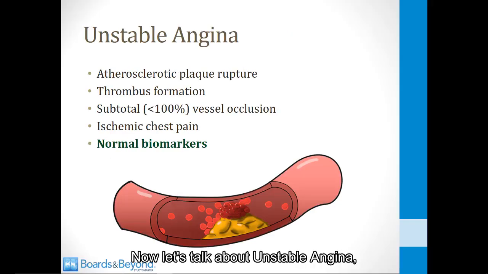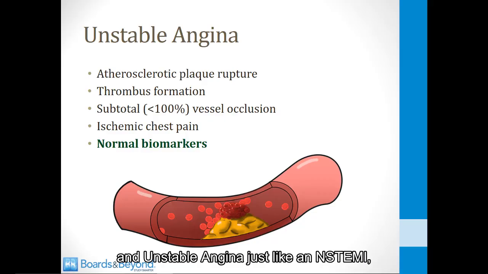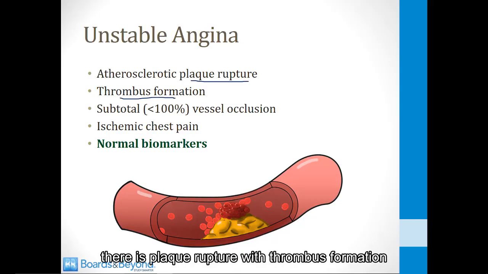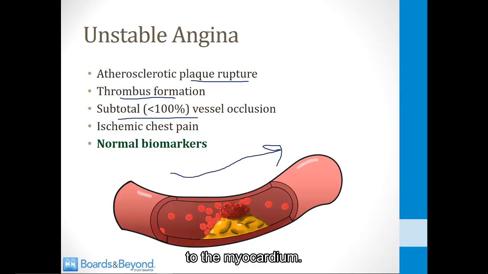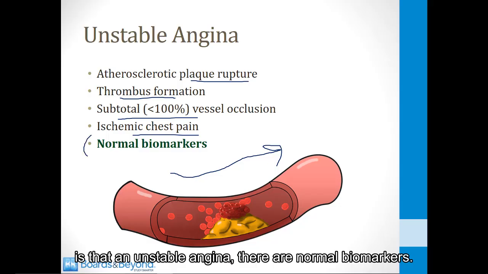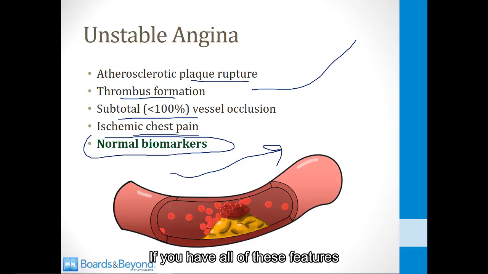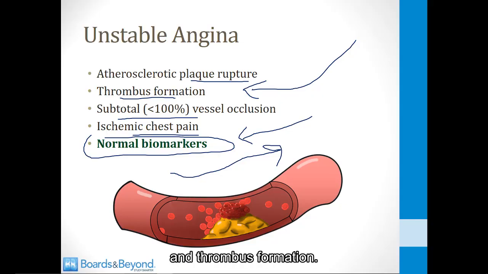Now let's talk about unstable angina, which is a very similar clinical syndrome to NSTEMI. In unstable angina, just like in NSTEMI, there is plaque rupture with thrombus formation and subtotal vessel occlusion. So there's some blood flow beyond the occlusion to the myocardium. This causes ischemic chest pain, and then what differentiates unstable angina from NSTEMI is that in unstable angina, there are normal biomarkers. If you have all of these features and the troponin or CKMB are elevated, then you have NSTEMI. If you have all these features but the biomarkers are normal, then you call it unstable angina. But at the blood vessel level, what's happening is the same process, plaque rupture and thrombus formation.